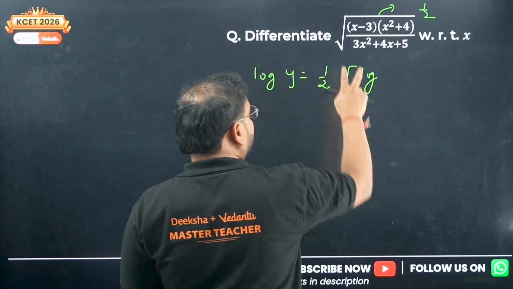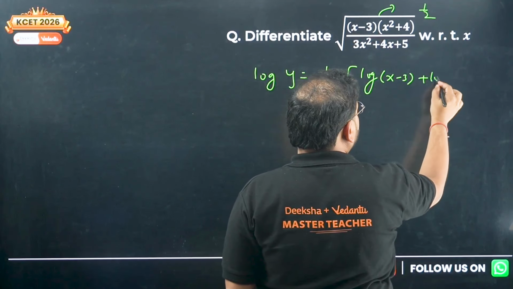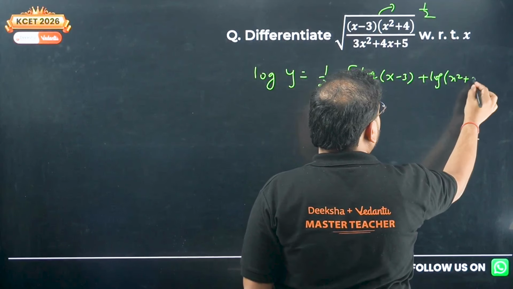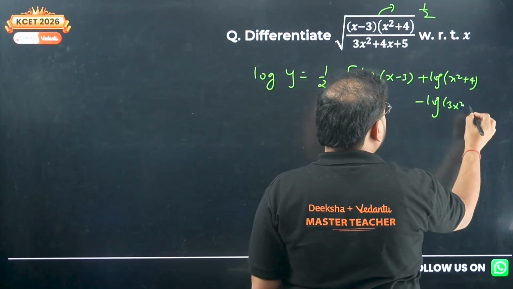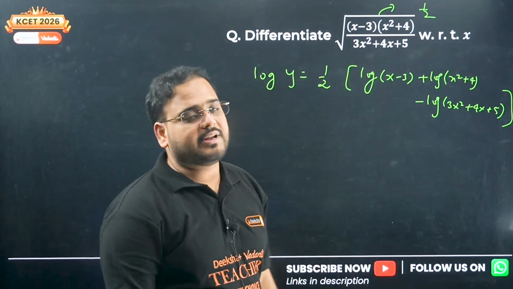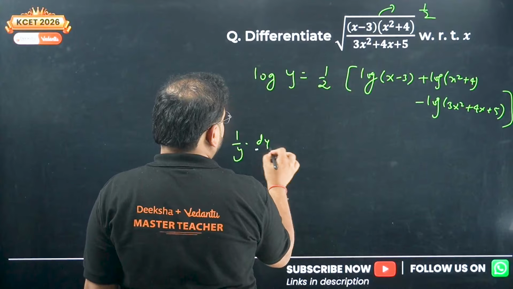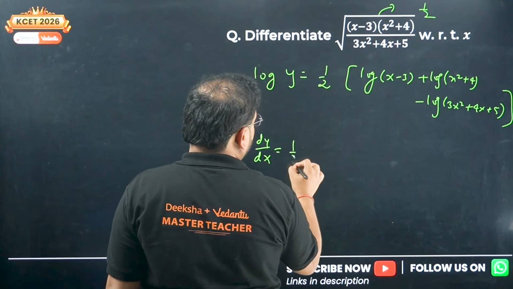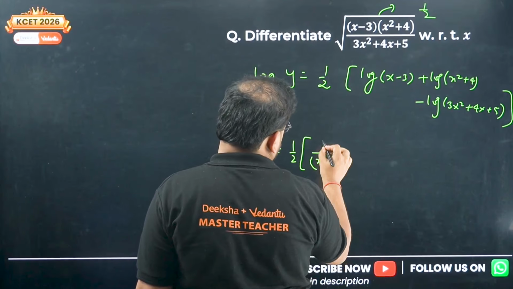Now when you have log of the product, it will become what? As a sum. So log of this plus log of this. And the ratio will become what? Difference. So minus log of 3x square plus 4x plus 5. This is your log. So the product will become sum, the ratio will become the difference. Now you're going to take the derivative. So you'll have 1 by y dy by dx, 1 by 2 as it is. Differentiate log, you'll have x minus 3 and simply 1.